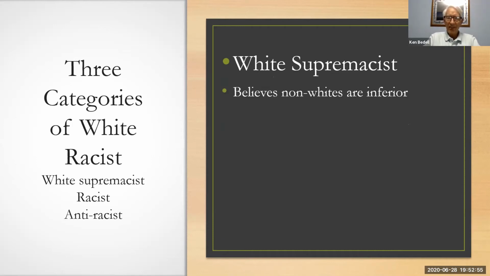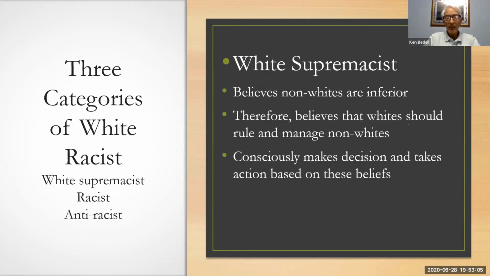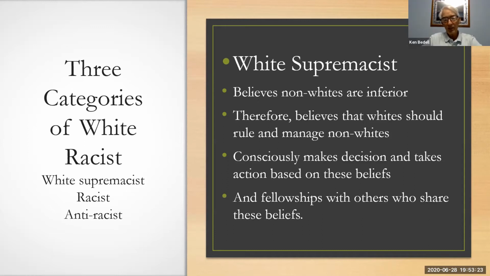There's a white supremacist. They believe that non-whites are inferior to white people, and therefore believe that whites should rule and manage non-whites, and they consciously make decisions and take actions based on these beliefs that white people should be in power, white people should manage, and they fellowship with others who share those beliefs, so they're part of groups, white supremacist groups. So that's one end and one category of white people in relation to racism in America today.